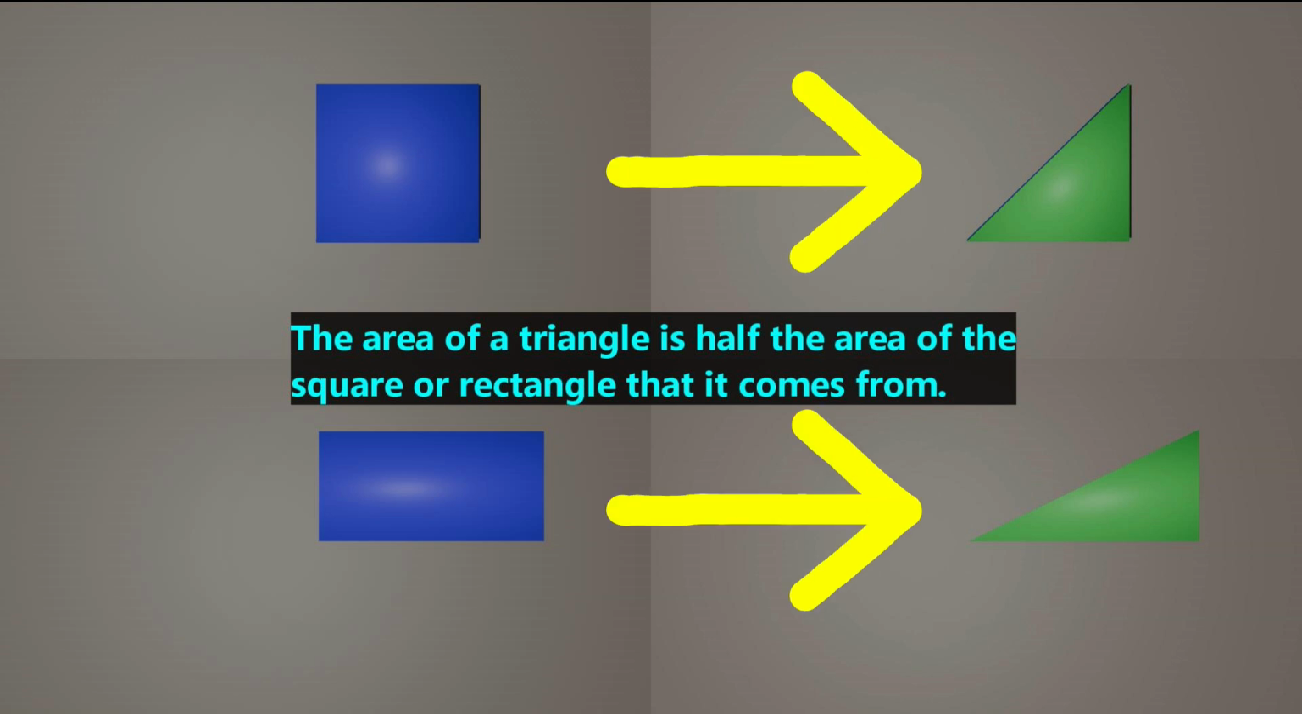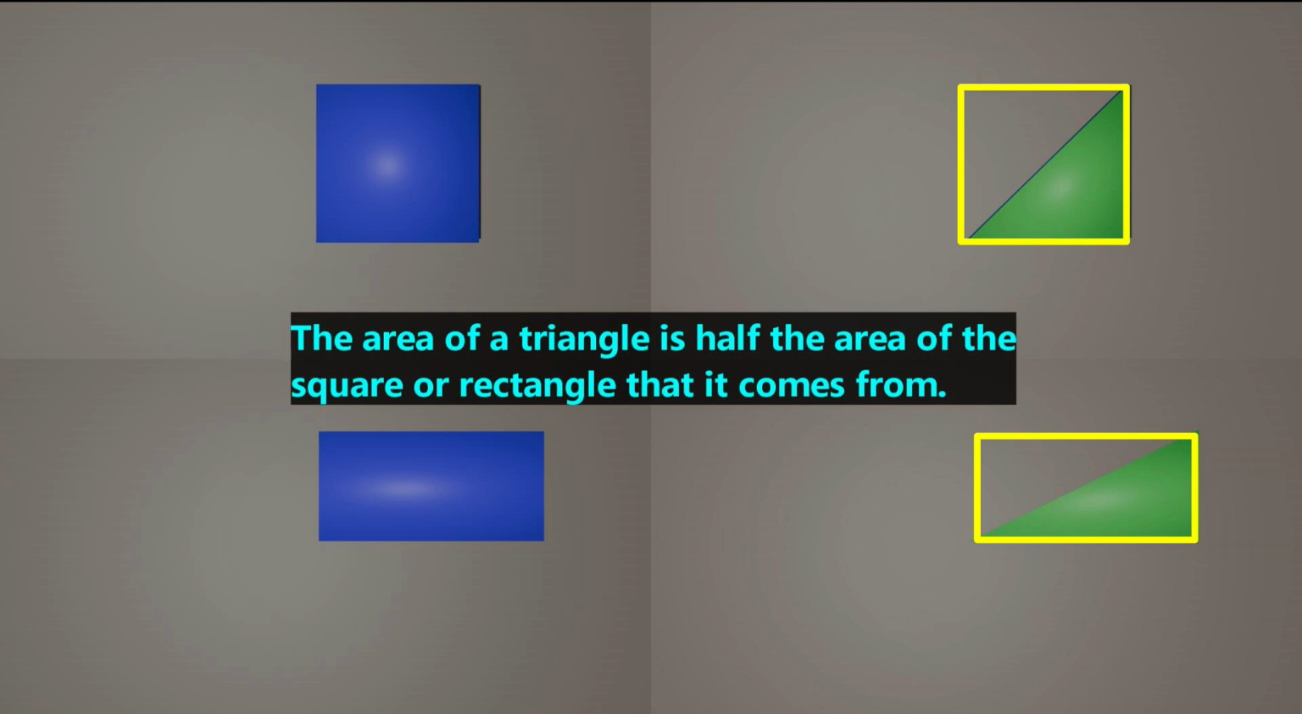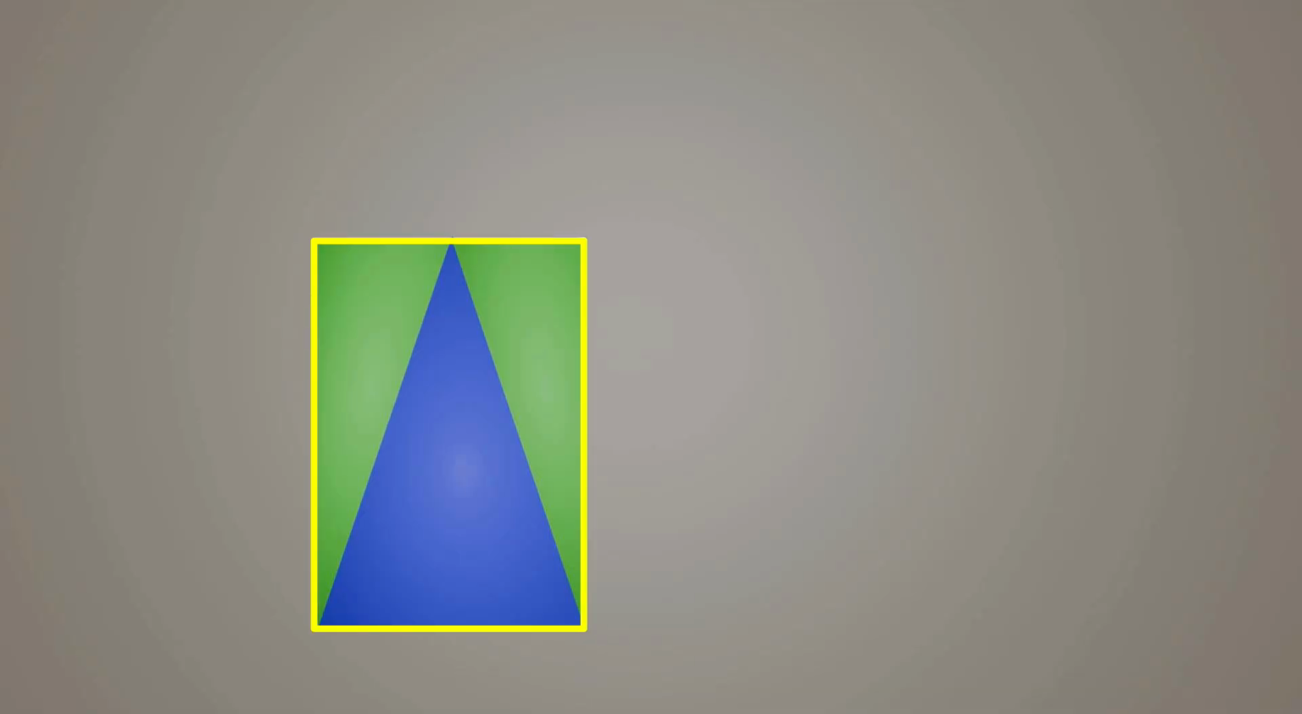When we say that a triangle comes from a square or rectangle, we mean that we can draw a rectangle or square around any triangle so that all of the triangle's corners are touching the rectangle. This fact applies to all triangles. For example, here's a yellow rectangle, and there's a blue triangle inside it. The other area we colored green. It may seem that this blue triangle is taking up more than half the area inside the yellow rectangle, but it's taking up exactly half the area.